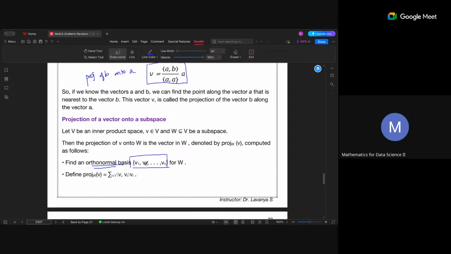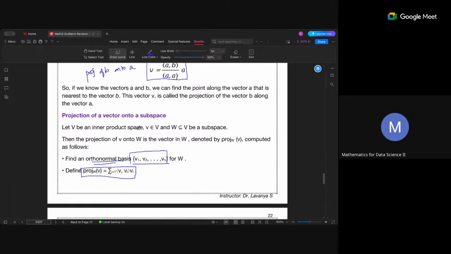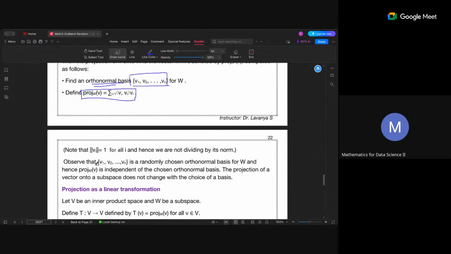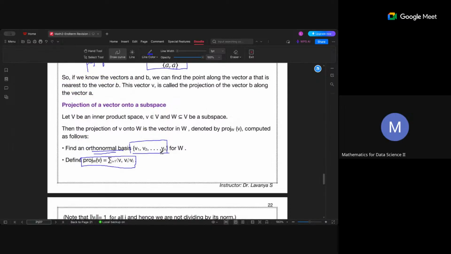So once you have an orthonormal basis, the next step is you have this formula for projection. The projection of V onto the subspace W is given by the summation from i is equal to 1 to n of the inner product of V comma Vi, into Vi. Here remember they are orthonormal, so each of them has norm 1. These two are very important formulas when it comes to projections. Here you can choose any orthonormal basis. This orthonormal basis is not fixed.